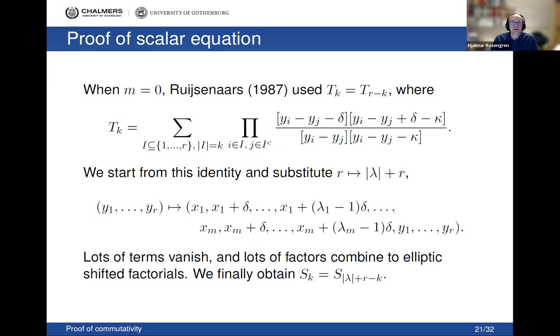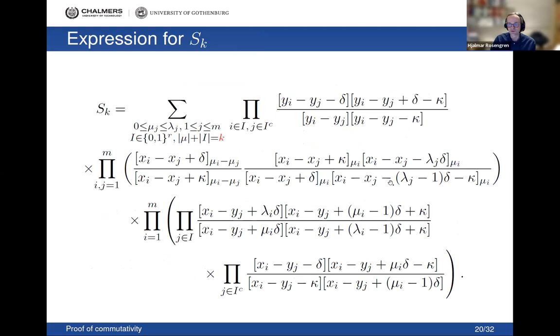So you take this identity and then you make some substitution of all the variables. You specialize some of them to arithmetic progressions, others to other arithmetic progressions, and some of them you just leave as they are. And if you do that, you will see that a lot of the terms will vanish, and because of these progressions, you can combine factors to these elliptic shifted factorials. And if you do the computations, you end up with this. I mean, this T thing becomes this much more complicated S thing, and the symmetry. This is exactly what you need.